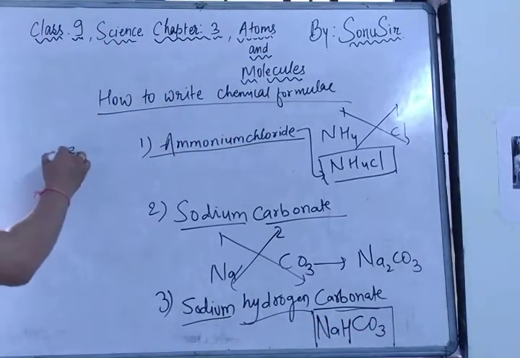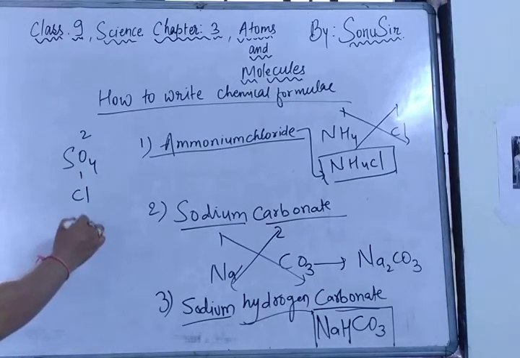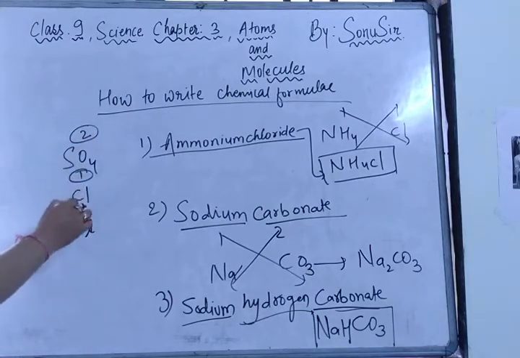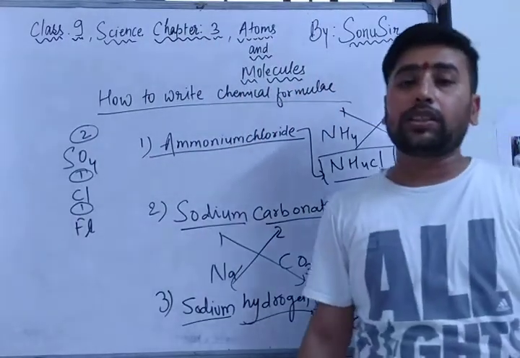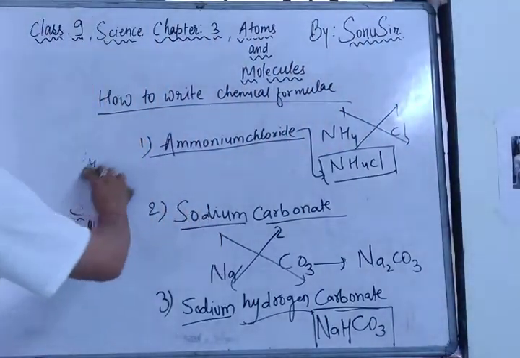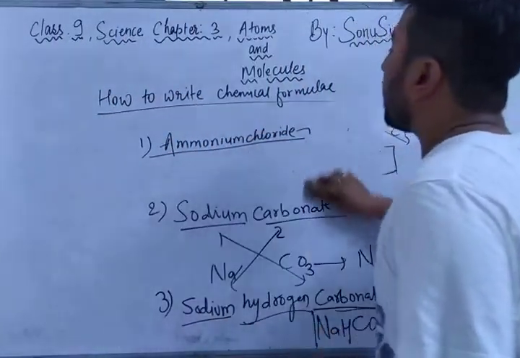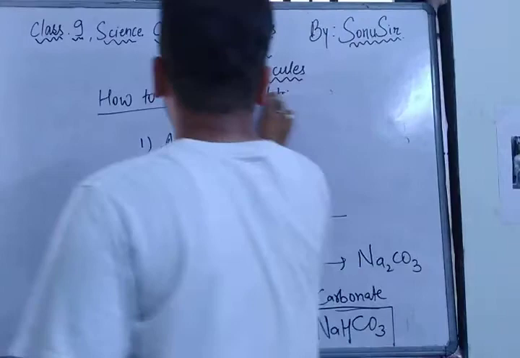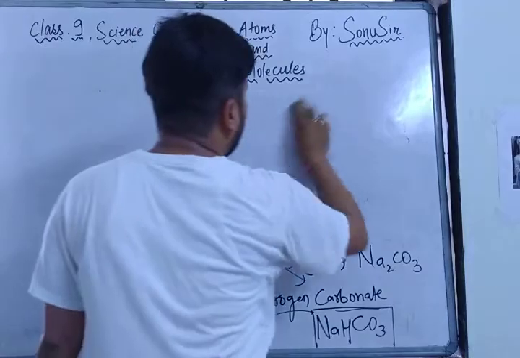Sulfate valency is 2, chloride valency 1, fluoride valency 1, bromide 1. Anything, first of all you should know the valency. Now, what is valency? I have explained valency in each and every previous video. Valency is the combining capacity of an element. If you don't know about valency, I have described it specially in the previous video. Please watch that video 2-3 times so you will get knowledge about what valency is and the valencies of different elements.